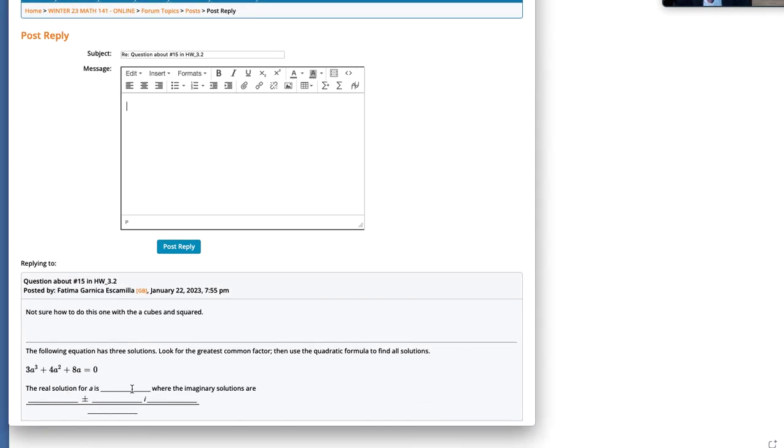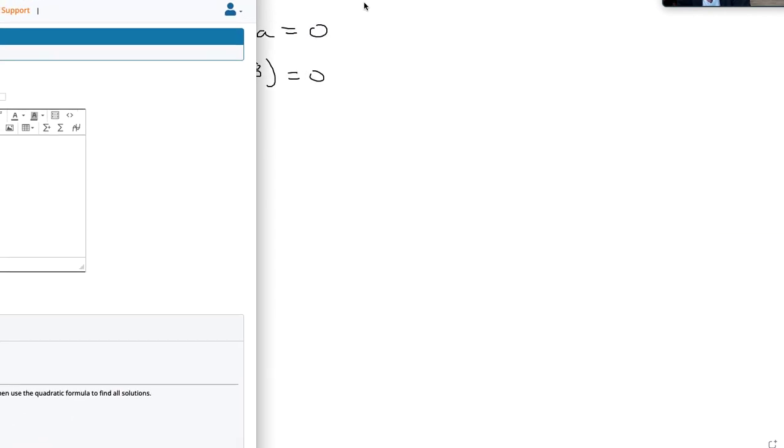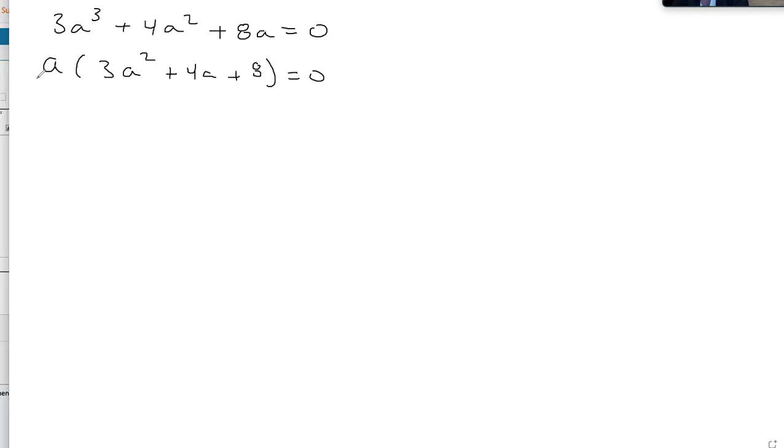The real solution for a is this one, and then the imaginary numbers are telling me that we're going to end up doing the quadratic formula here. So the real solution they're mentioning is right there. It's just that a in front equals 0, because if a were 0, 0 plus 0 plus 0 would make 0. So there's your real one.